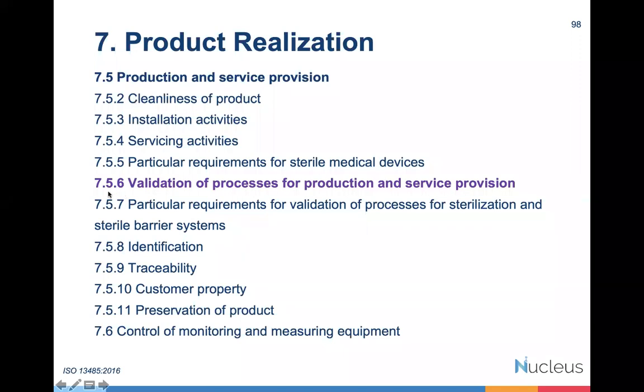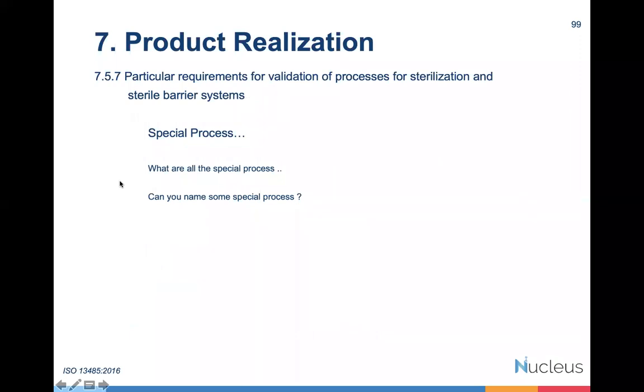Here I would take this particular clause 7.5.6, special processes. Yesterday we discussed that a lot of processes are special processes where the output cannot be verified by any subsequent measurement or monitoring, like soldering, welding. There are various special processes. In your organization, are you doing any special process? Can you name some special processes that you do in your company?